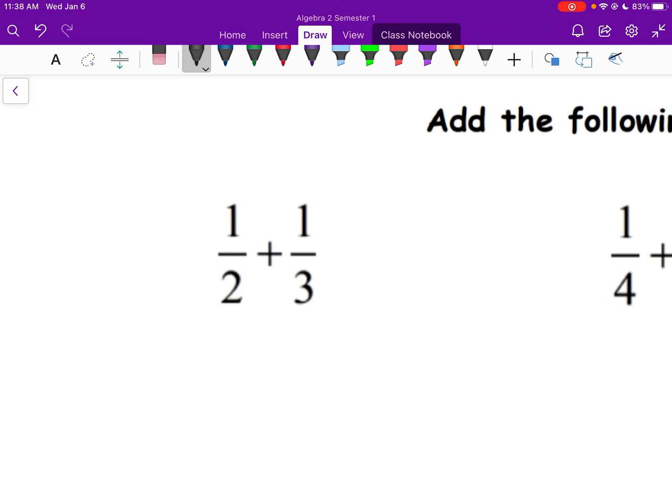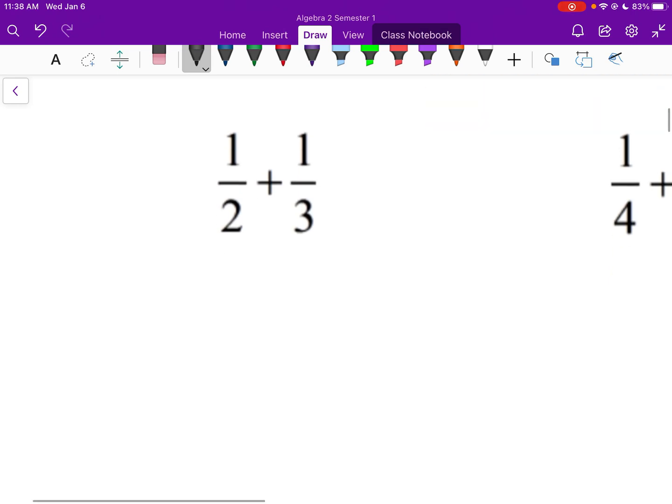Now, what a lot of people like to do is just to multiply those denominators. That does get us a common denominator. It doesn't always get us the least common denominator. In this case, it does work. So what we have to figure out is the least common multiple of 2 and 3, which is 6 in this case.